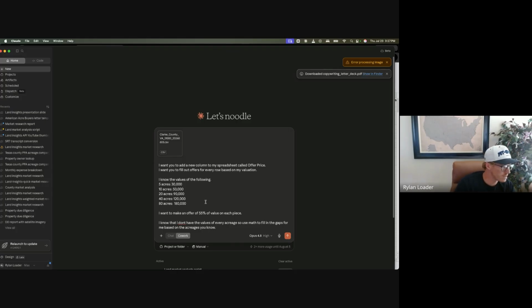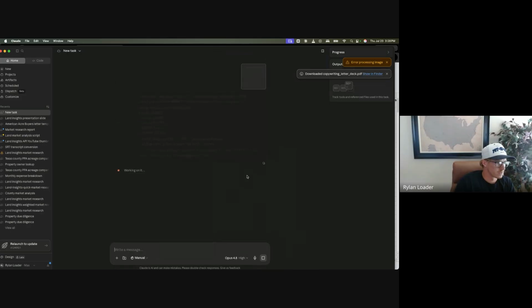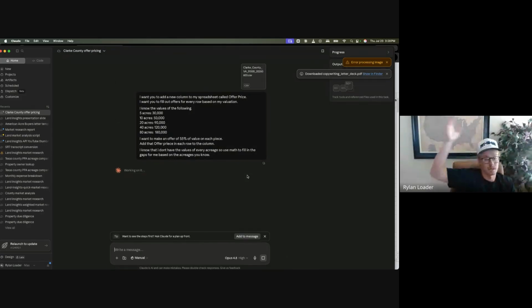Okay, so what we're telling it is add a new column, right? So we're going to add a new column in the spreadsheet, and you're going to fill out offers for every row based on the valuation. So we know these values. I want to make an offer 55% of value on each piece. Add that offer price in each row. Okay, and then we're just going to run it and let's see what it pumps out. It might mess up, I don't know. I'll fact check it. So it should be super duper quick.